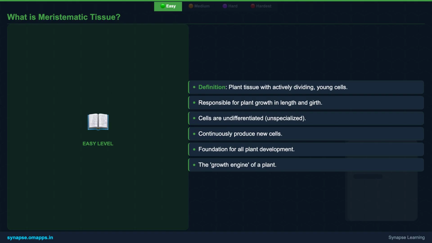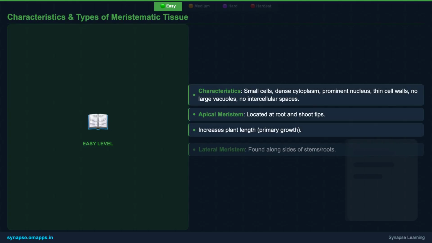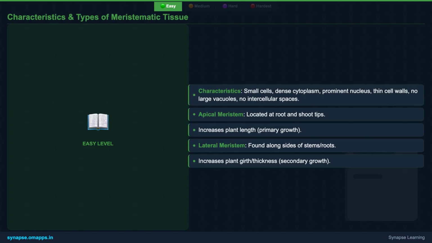Their primary function is to continuously produce new cells, ensuring the plant can grow throughout its life. What makes these cells special? They are typically small, have a dense jelly-like substance called cytoplasm, and a large, visible nucleus. Crucially, they lack large, empty spaces called vacuoles, which allows them to divide quickly.